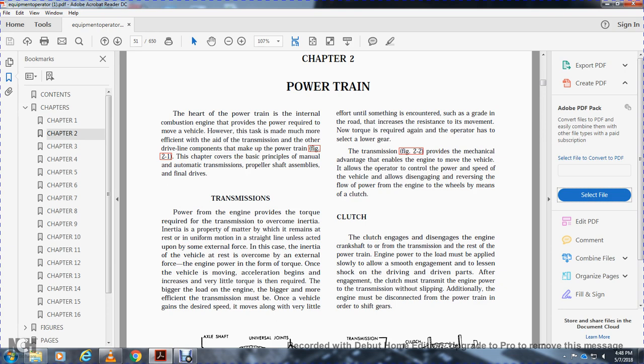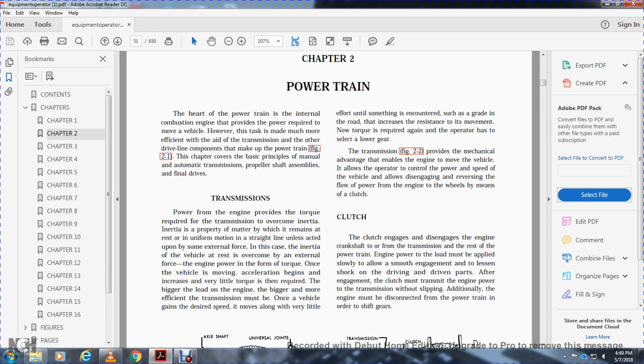Once the vehicle is moving and acceleration begins, very little torque is then required. The bigger the load on the engine, the more efficient the transmission must be. Whenever the vehicle gains the desired speed, it moves along with very little effort until something is encountered, such as the grade of the road, which increases the resistance to movement. More torque is then required, so the operator selects a lower gear for more power.